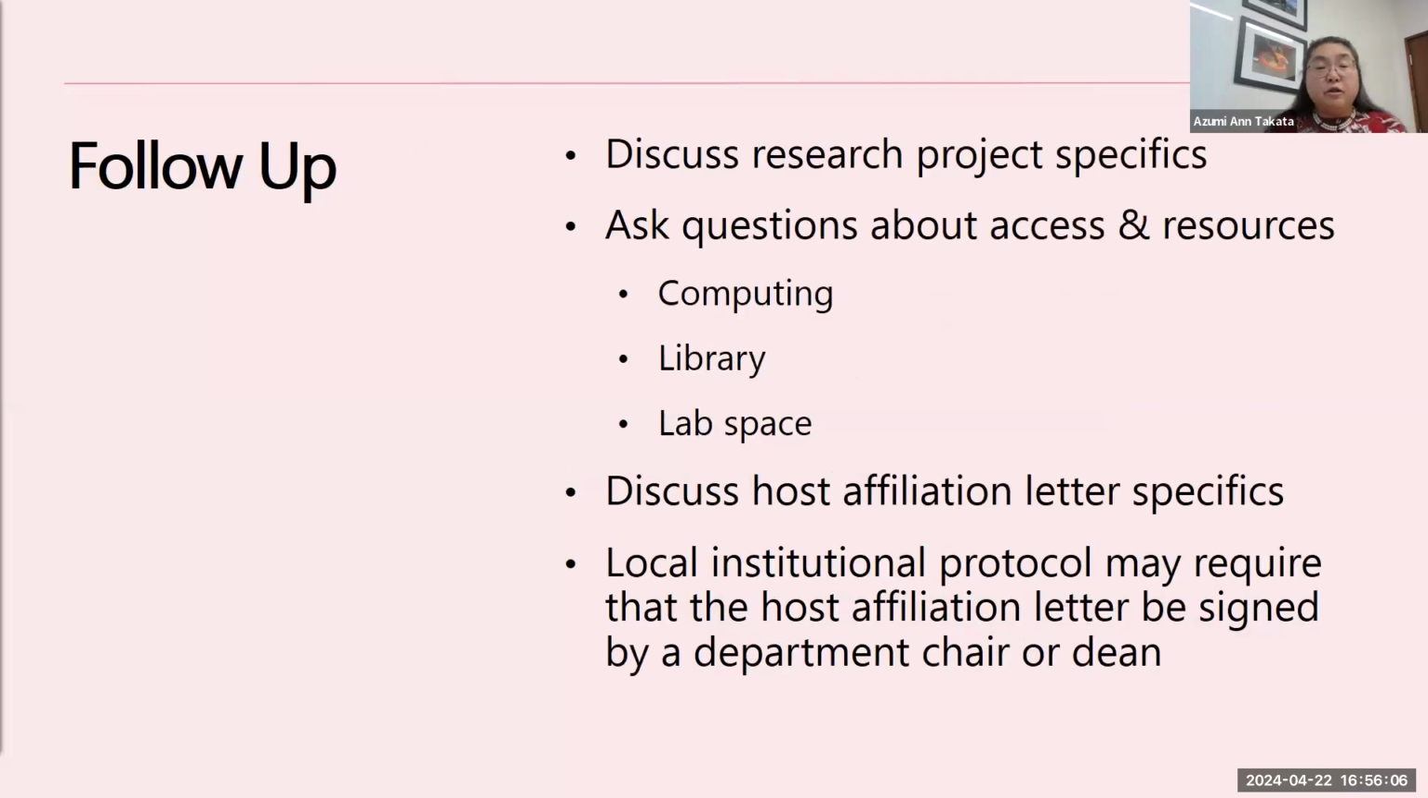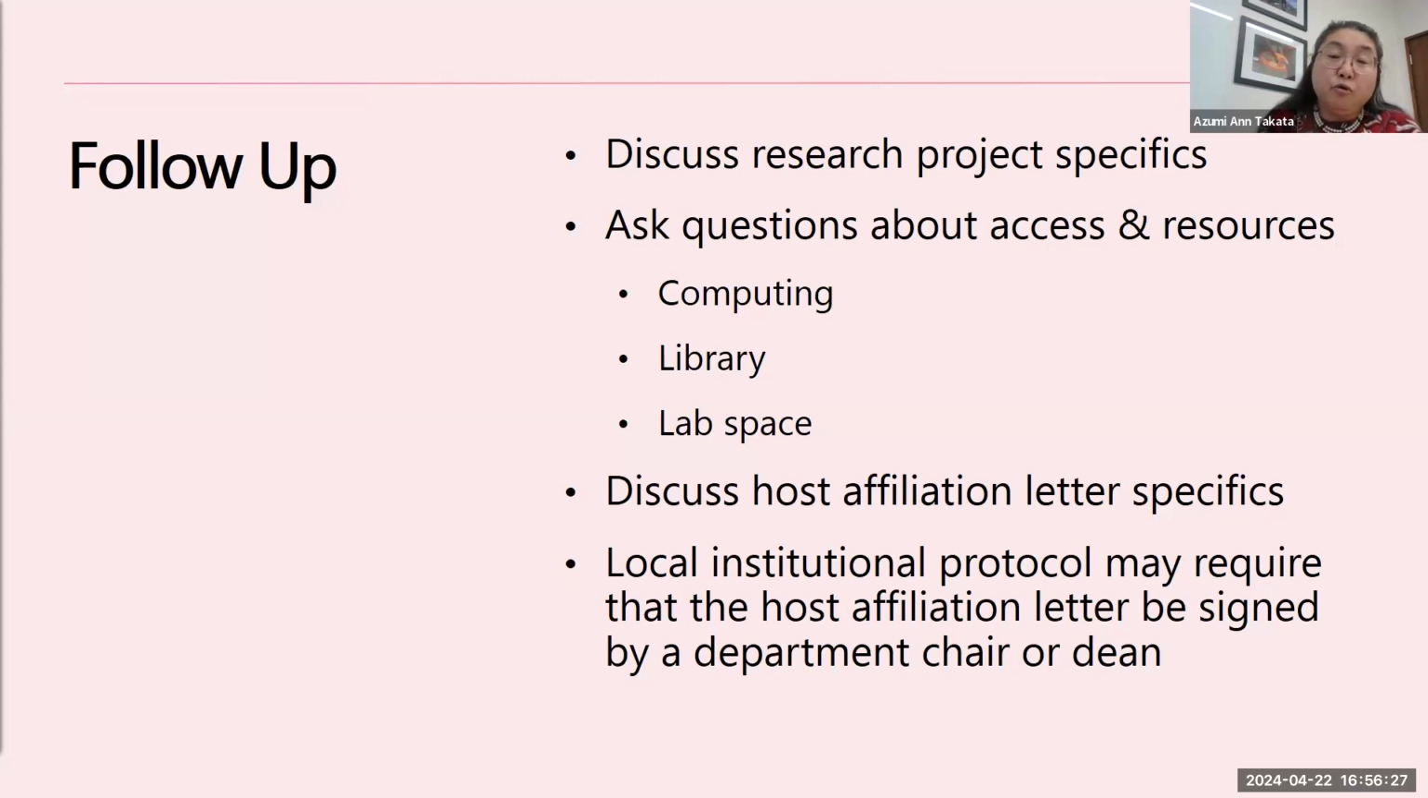Now, after you made your initial contact, you want to make sure that you follow up. In the follow-up, you can discuss research project specifics, ask more detailed questions about access and resources like computing, library, lab space, things that you need to do your project, and then discuss your host affiliation letter specifics.